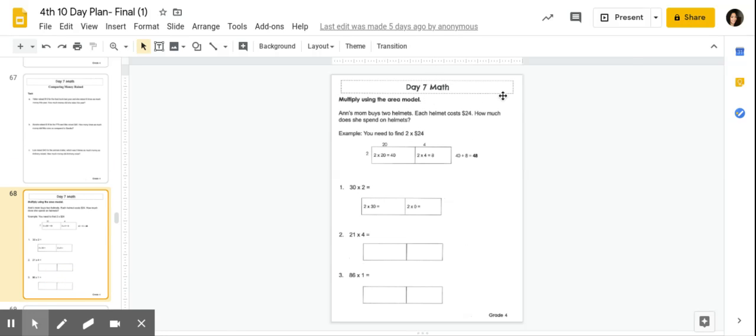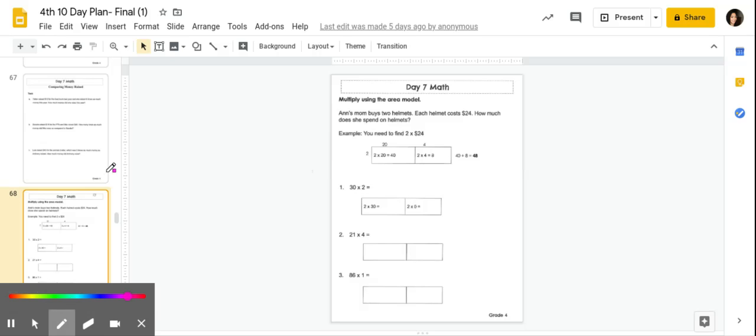Okay, day 7 math. Multiply using the area model. Anne's mom buys 2 helmets. Each helmet costs $24. How much does she spend on helmets? And they've given you an example here. This is just like the partial products box that we usually use.